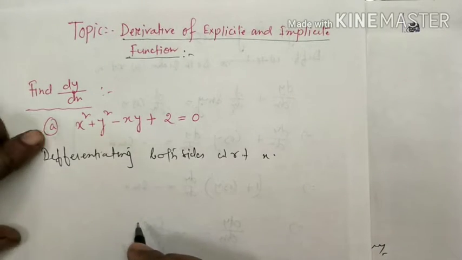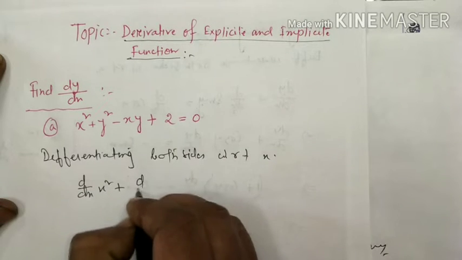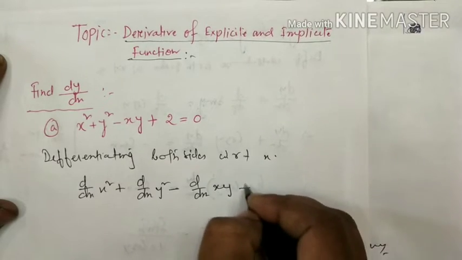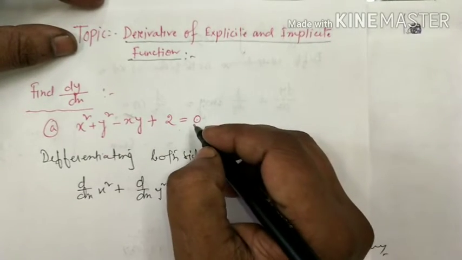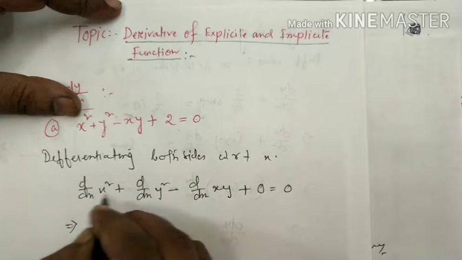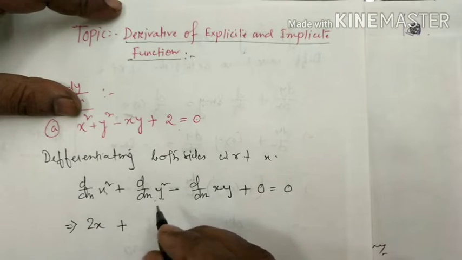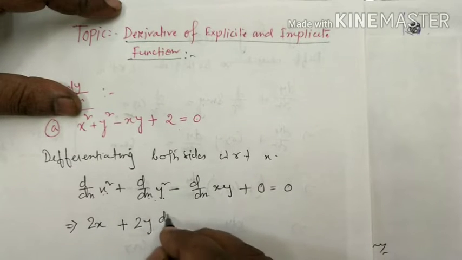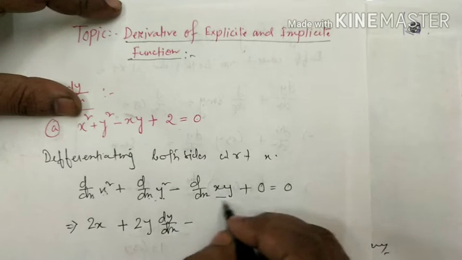with respect to x. So means you have to find d/dx of x square, then find d/dx of y square, then d/dx of xy, and d/dx of 2, which is constant, it is 0, and d/dx of 0 is also constant, so its derivative is 0. So d/dx of x square means 2x, and d/dx of y square means, according to the implicit function, you apply the same formula, 2y, but y is other than x, so again derivative it will be dy by dx. Now here this is a product function.